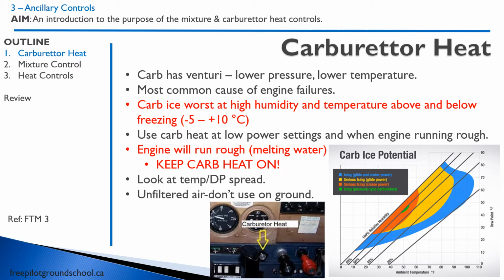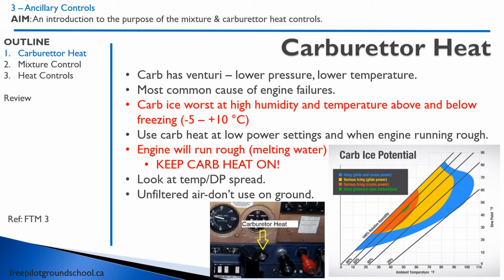And the carburetor ice is worse at high humidities and temperatures above and below freezing. So minus 5 to approximately plus 10 degrees Celsius. This is really important that you know. A lot of people think, oh, you only get carburetor icing when it's below 0. But when it's really cold out, you don't get carburetor icing because the moisture is already frozen. It's when you have liquid water vapor in the air, let's say plus 5, plus 10 degrees, and then it gets cooled down, and that liquid water vapor freezes inside the venturi and on the throttle valve.